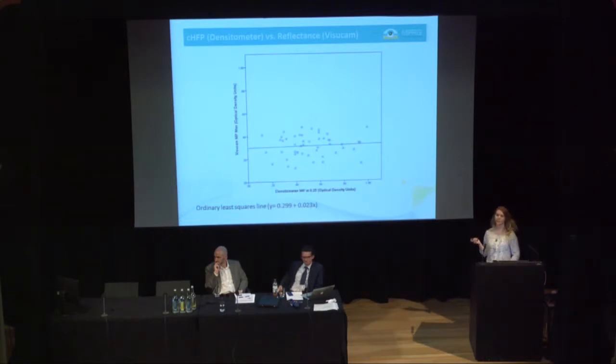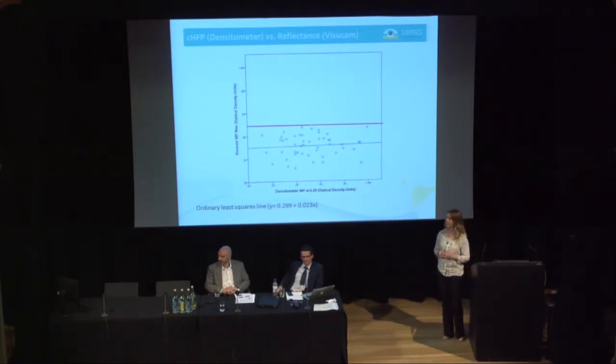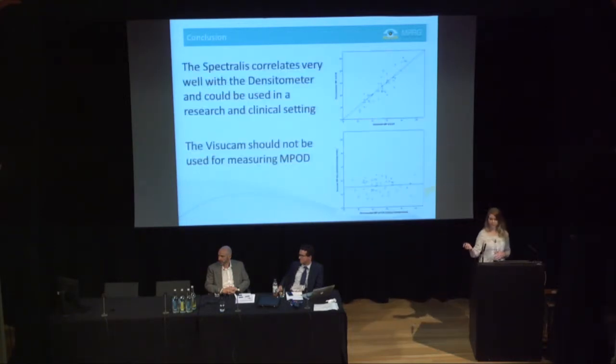This is the Zeiss VisuCam versus the densitometer, so it's reflectance versus HFP. And you can see here, no subjects measured above 0.5 optical density units using the VisuCam, whereas some subjects reached almost a full log unit on the densitometer. Like I said before, single wavelength reflectance is already flawed, and that's what the VisuCam uses. So in conclusion, we believe that the Spectralis could be used in a clinical setting, also in a research setting, whereas the VisuCam should not be used, nor should a single wavelength reflectance device for the measurement of macular pigment.